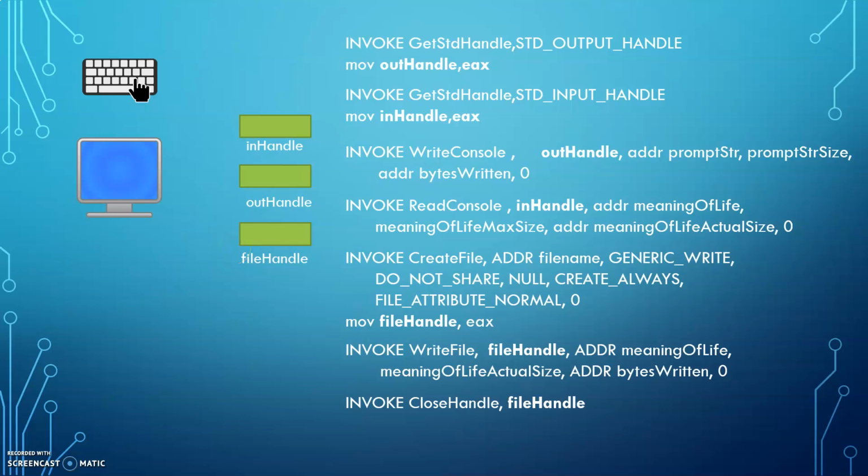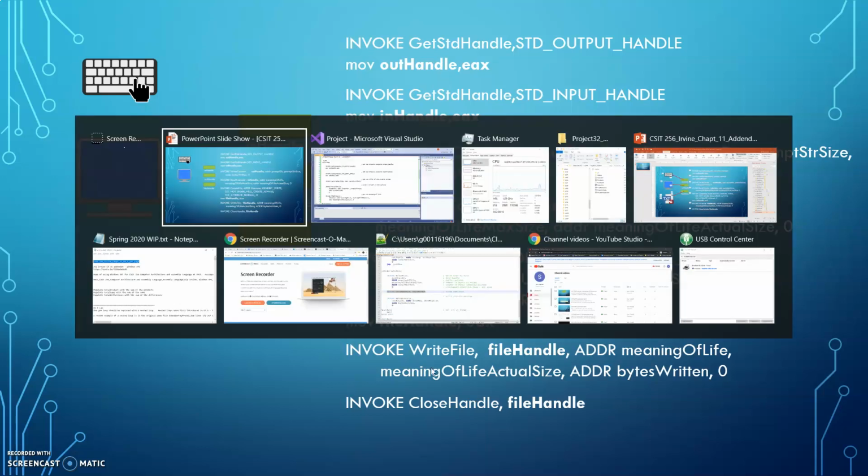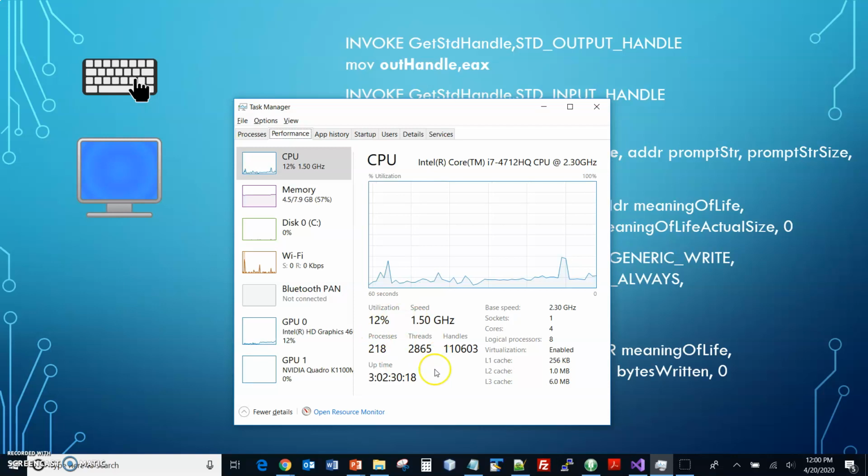This is meant to accompany Irvine Chapter 11, and this is a demo of several things, but the idea is using handles for dealing with objects within the operating system. So this is the Windows API, and I want to focus here more on the handles. Let me just pop over here for a second.